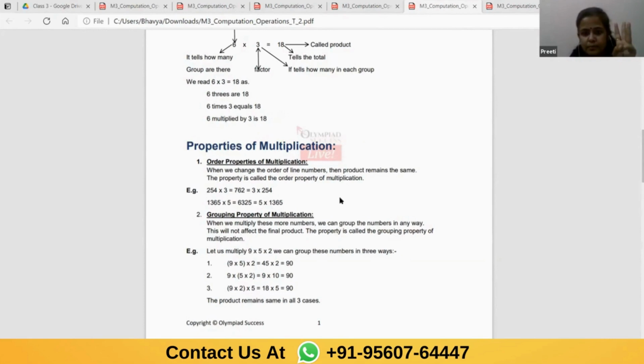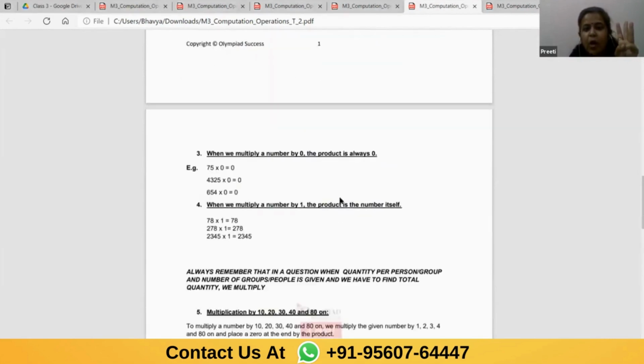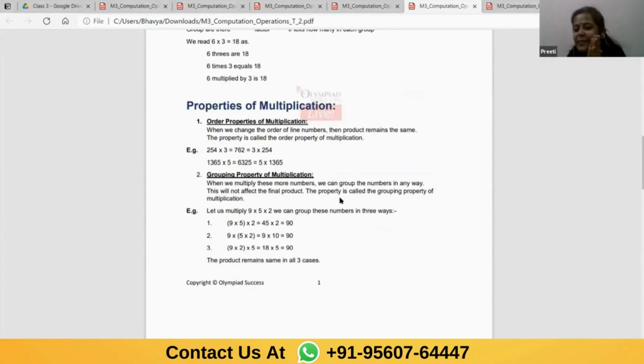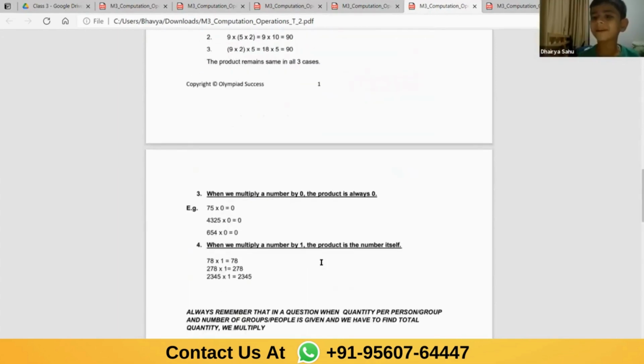Now, what happens when I multiply any number with 0? We get 0 only, because 0 doesn't add its value. When we multiply any number with 0, the product becomes 0. What happens when we multiply any number with 1? We get the same number. Because, ma'am, there is only one time the number, but in 0, there are no times the number.